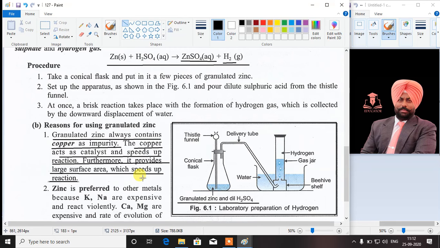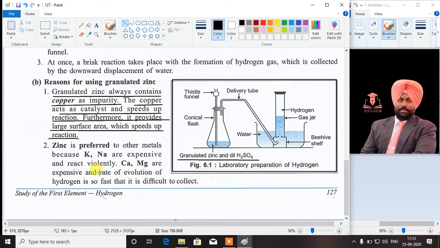In our previous video, we discussed different metals which can be treated with sulfuric acid to produce hydrogen, but we don't prefer them. Zinc is usually preferred. Potassium is not preferred and sodium is also not preferred, because these two metals are very expensive and they react violently. Calcium and magnesium are also not preferred because they are expensive metals, and the rate of hydrogen production is very fast, so it is very difficult to collect hydrogen gas when calcium or magnesium reacts with dilute sulfuric acid.